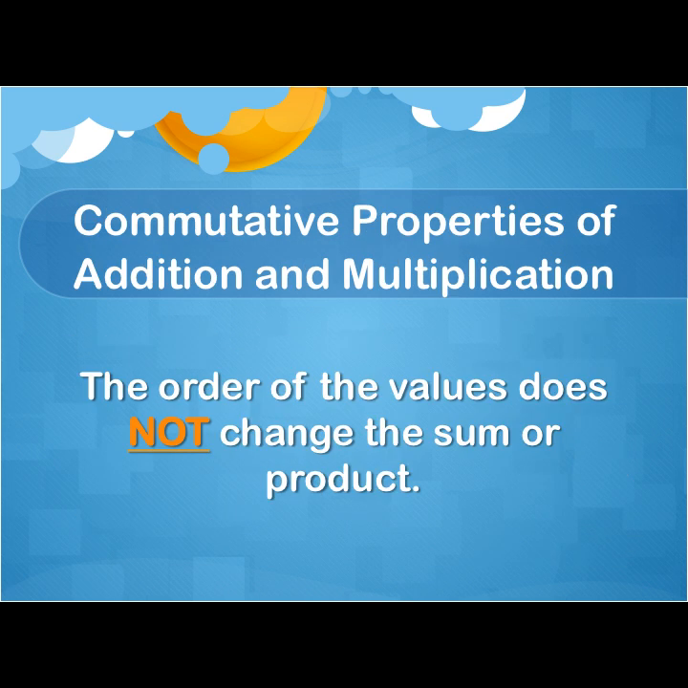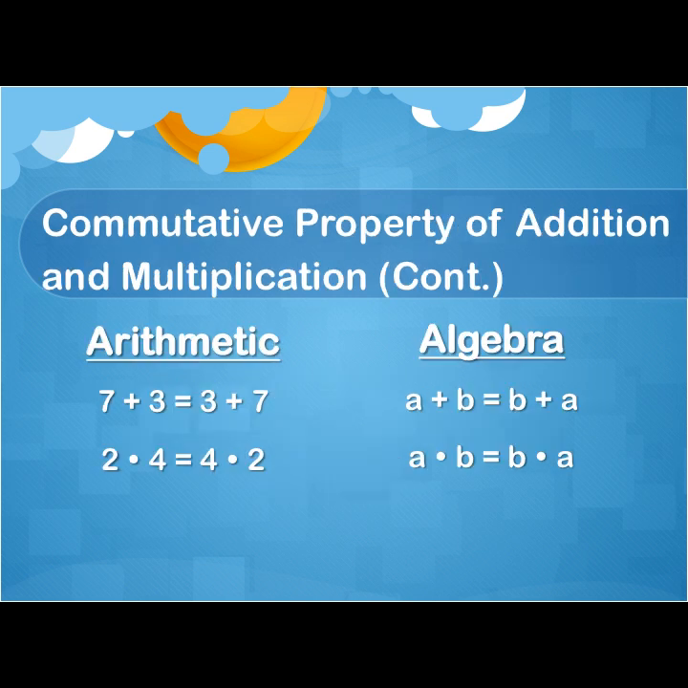First, we're going to look at the commutative properties of addition and multiplication. The commutative property states, the order of the values does not change the sum or the product. So, if we look at an arithmetic problem, we can see that 7 plus 3 also equals 3 plus 7. The same is true for algebra problems, so a plus b is equal to b plus a.